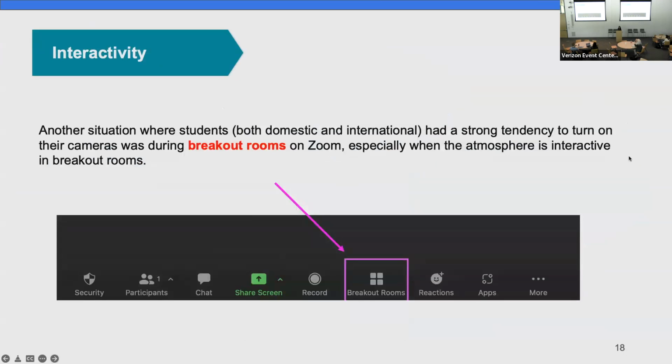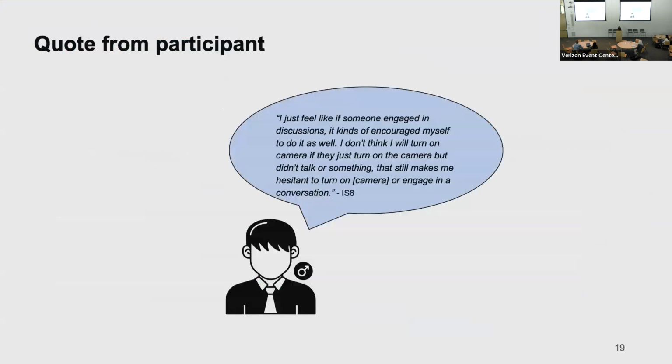And the second major theme is interactivity. We noticed that students had a strong tendency to turn on their cameras during breakout rooms on Zoom, especially when the atmosphere is interactive in breakout rooms. This student mentioned that when he was in breakout rooms, especially when other peers were engaged in discussions, he would be more likely to open his camera to talk with other people.